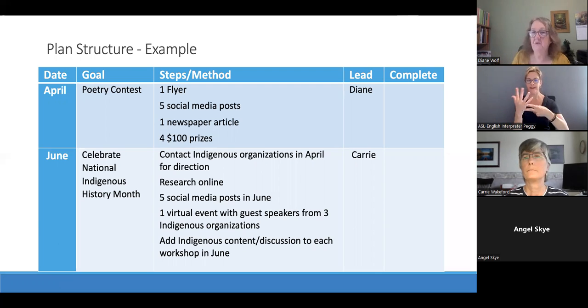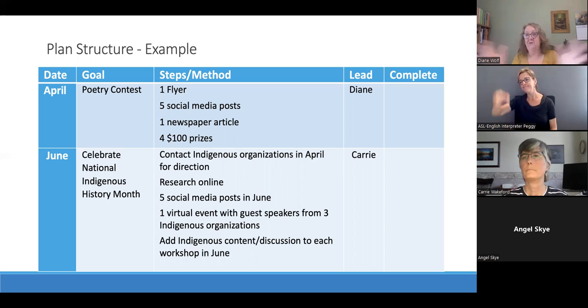These are the results that would have come out of a brainstorming session. We're going to have some prizes. The lead, in other words, where does the buck stop? That's with me. And then when something gets complete, I probably would add a column, it wouldn't fit on here, but I probably would add a column for the point person.